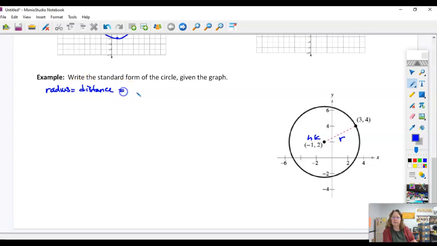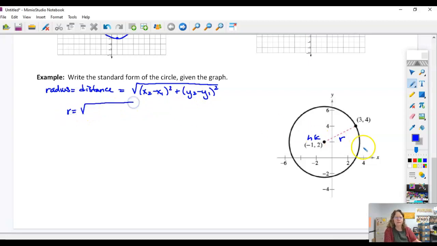And I know it's probably been a while for you all. So that's a big old square root. You subtract your x's and you square them, plus you subtract your y's and you square them. And this is all based on the Pythagorean theorem. That's how I remember there's a plus in the middle. Okay, so the radius would be the big old square root of, let me label these instead of my h and k.